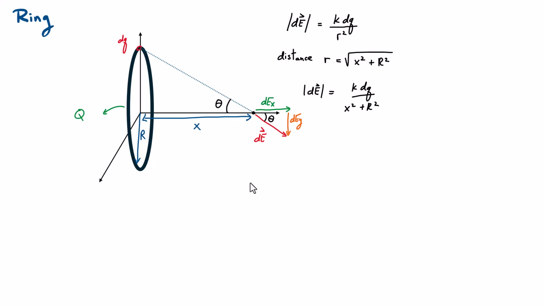Now, we don't only want the field produced by one little bit of charge dq. What you want to do now is add up all of the field components. When you go around this ring, each little charge on this ring produces the same magnitude of the field because it's always the same distance away from the point. Now, there is something you should note from this problem, and this is a really, really important point.